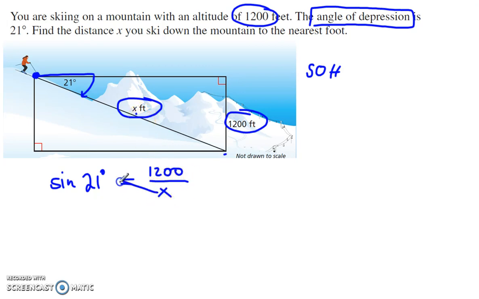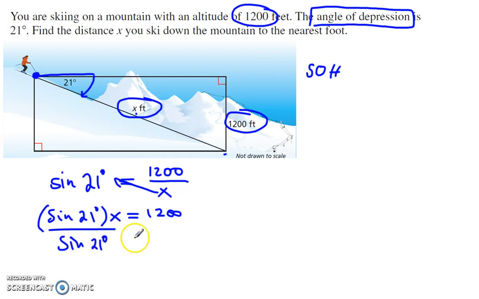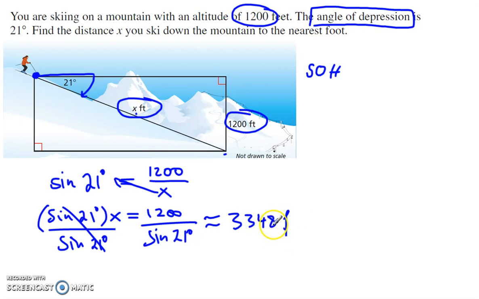Now to solve this, I'm going to move x over here. So then I get sine 21 times x is equal to 1,200. So now I need to divide by sine 21 degrees. And that cancels out. And now I type that in my calculator. And this comes out to be approximately 3,348 feet.